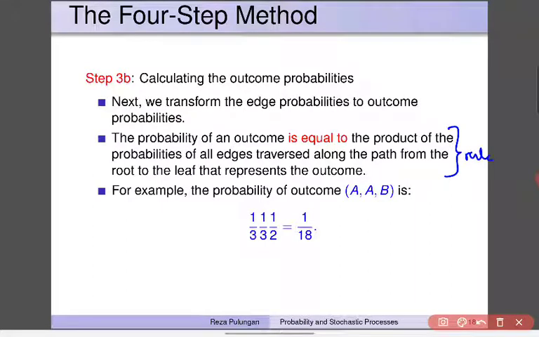Where does this rule come from? Well, we are going to look at it in the next topic, when we are dealing with conditional probability. For the time being, just believe in the rule. So, to apply this rule, namely, we will compute the probability of an outcome as the product of the probabilities of all edges traversed along the path. So let's look.